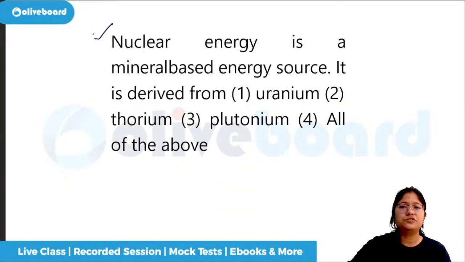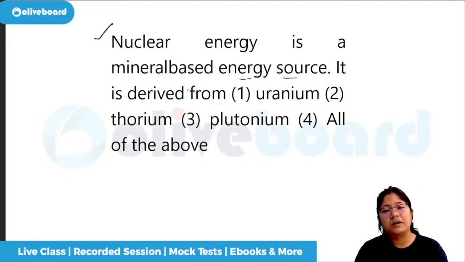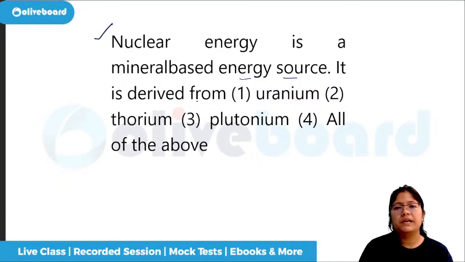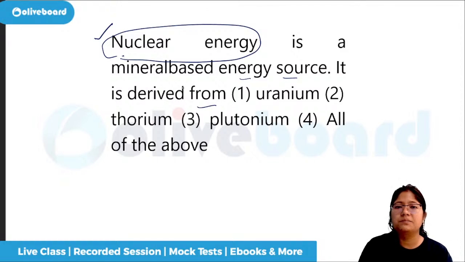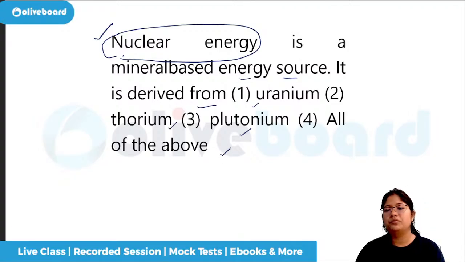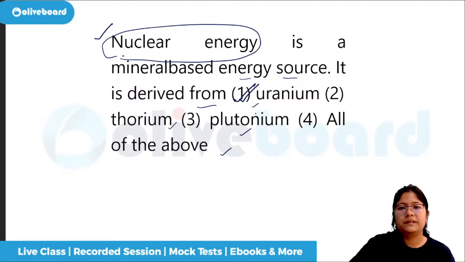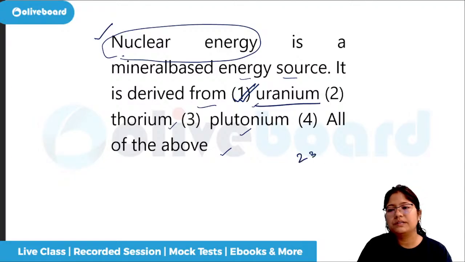Next is the nuclear energy is a mineral based energy source, but the person may die also. Huh? And in many of the farmer suicides also that thing came, that pesticides are being used. It is derived from, nuclear energy is derived from what? Nuclear energy is a mineral based energy source. It is derived from uranium, thorium, plutonium, or all of the above. What will be the correct answer? Correct, Shivani. It is derived from uranium. That is your uranium. Which one? 235. So it is derived from uranium.